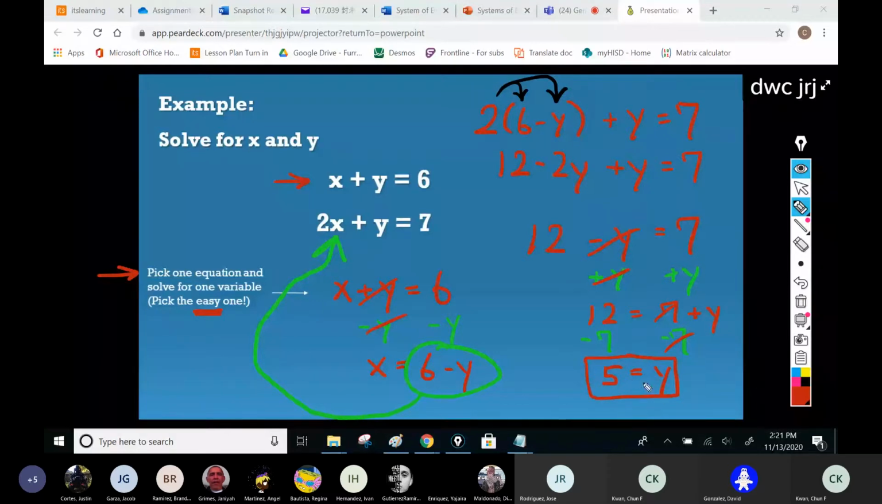And now we know for sure y equals 5. We know exactly what number y is now. We no longer have to take a guess, all right? So we know exactly y is 5.